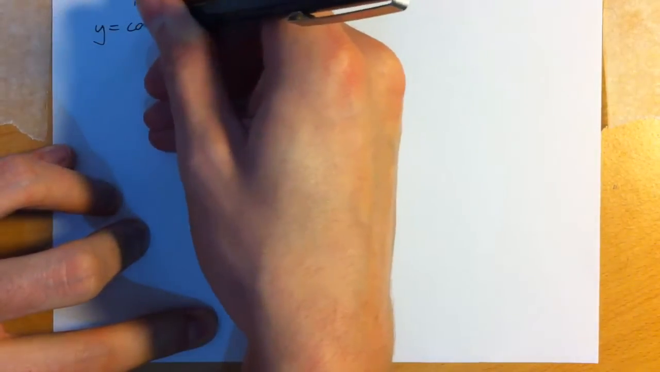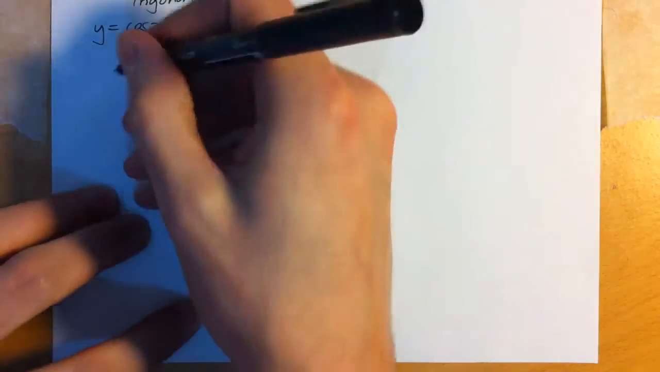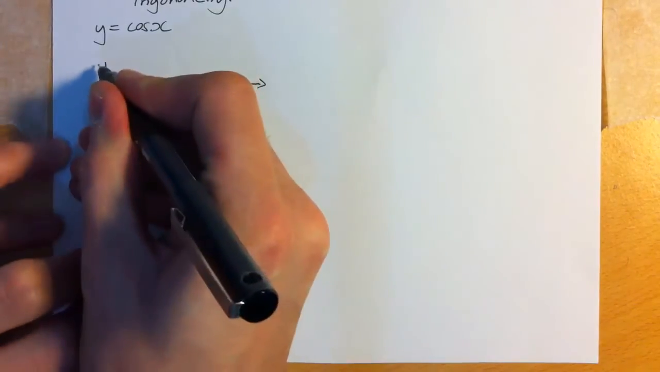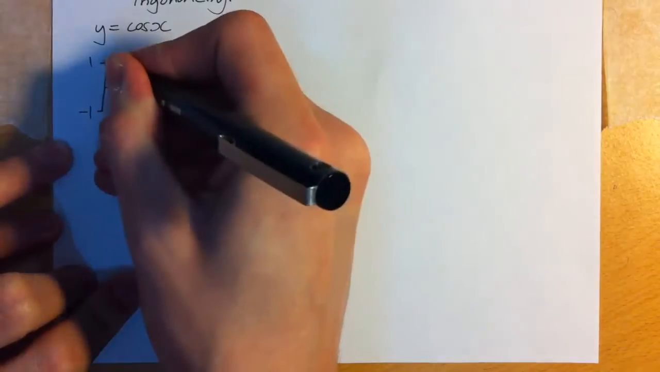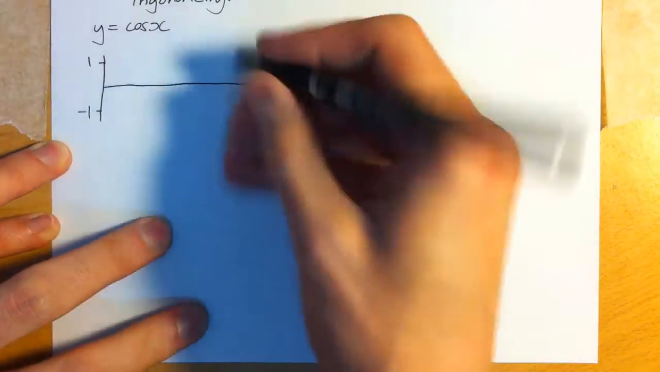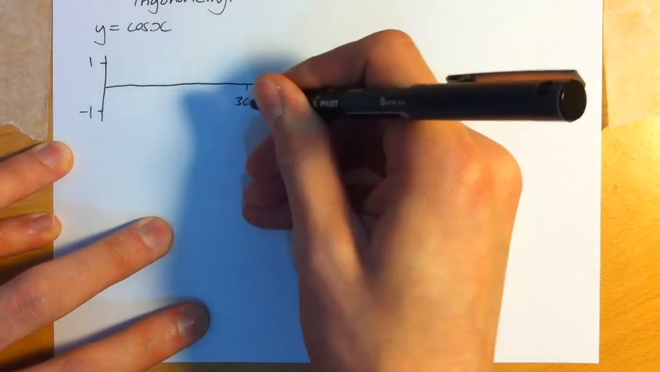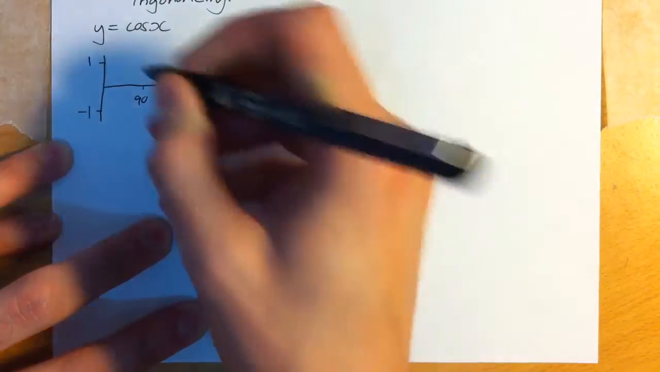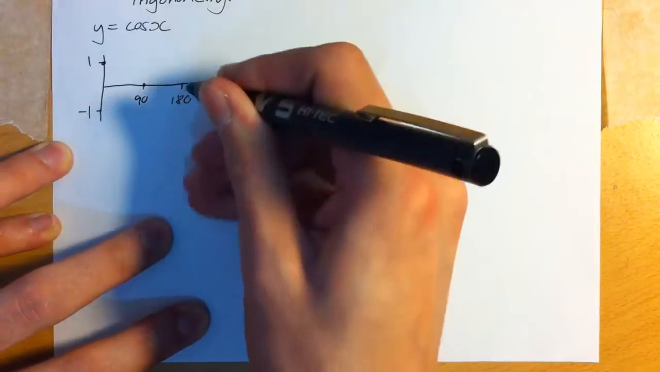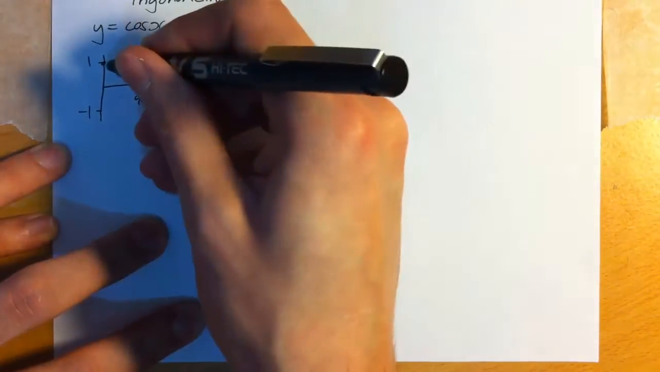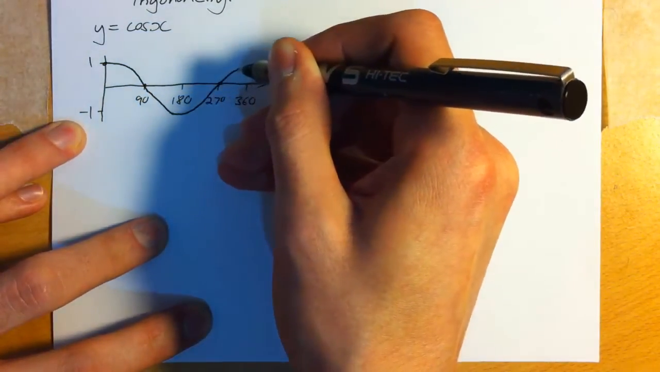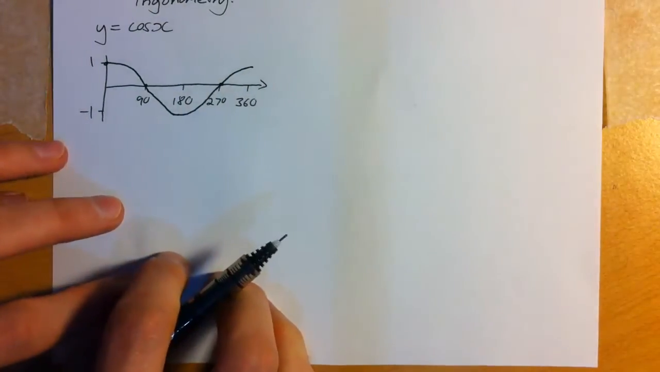So first off, we'll just start with the generic graph y equals cos of x. So we know that this graph is something like this. It starts at 1, it gets as low as -1, and go 360, 180, 90, and 270, and it's going to oscillate between these points as shown. Okay, so there's our regular cos graph.